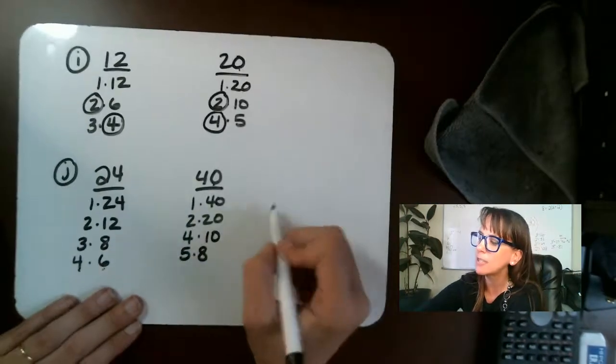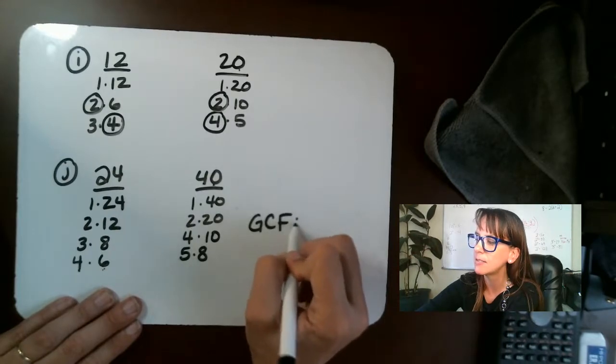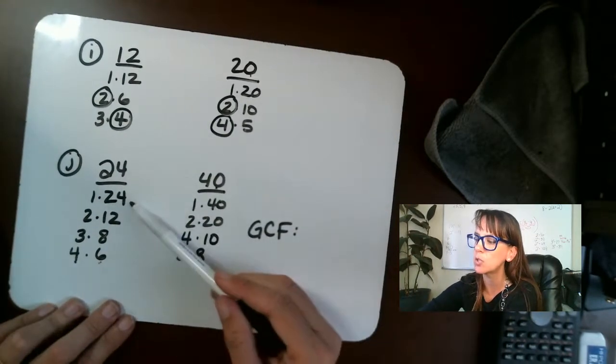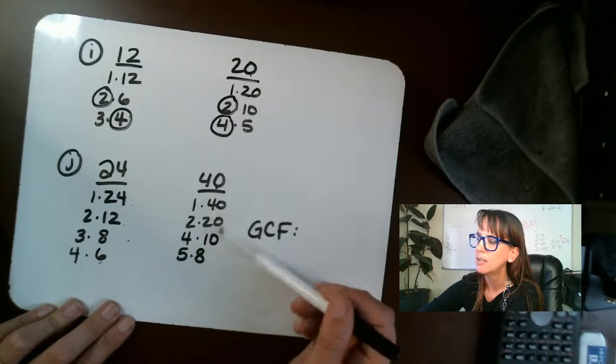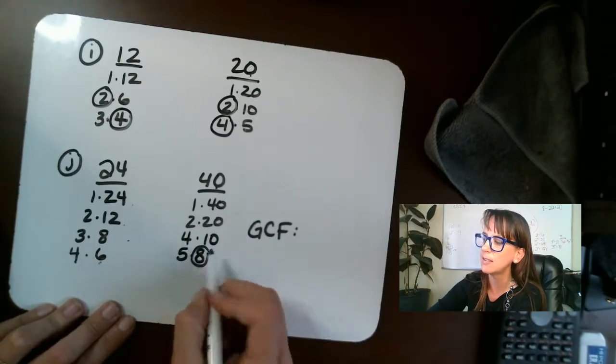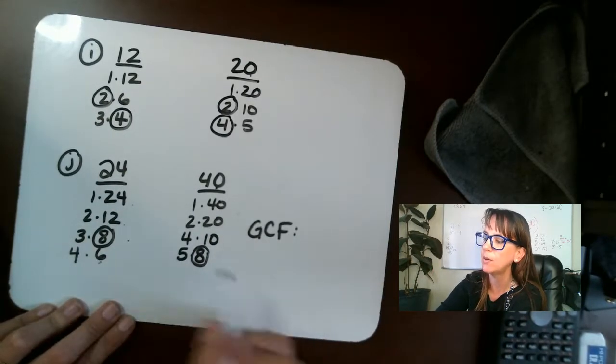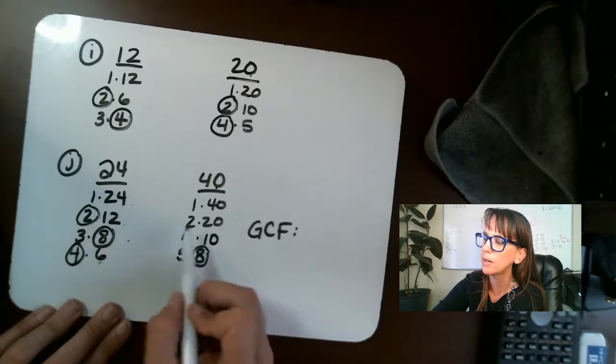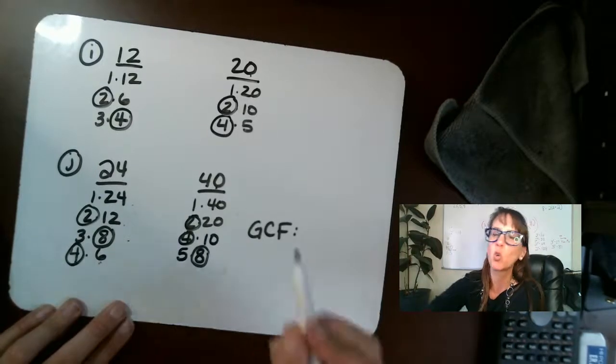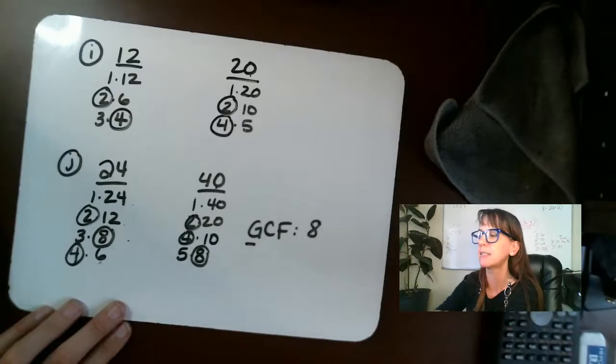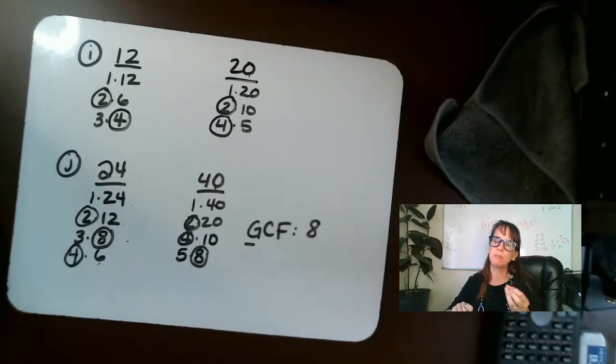So to find the greatest common factor between these, all right, let's work our way backwards. It looks like 24, 12, 8. It looks like 8 is the biggest one that we have. We also have 4 and 2, right? 4 and 2, but we want the biggest one, the greatest common factor. So we want 8.